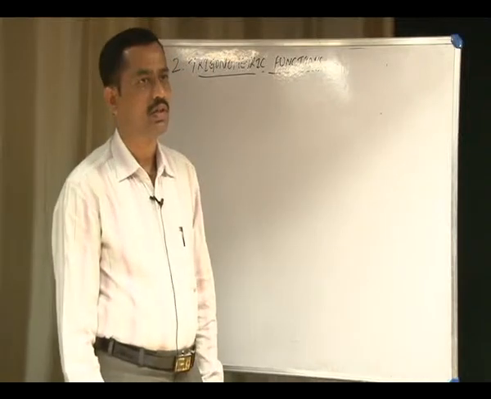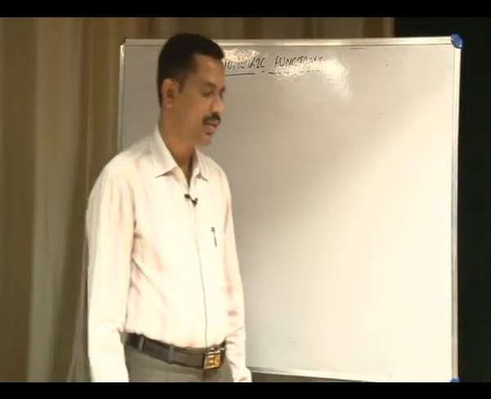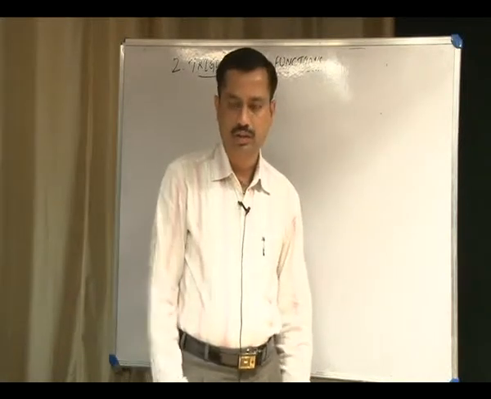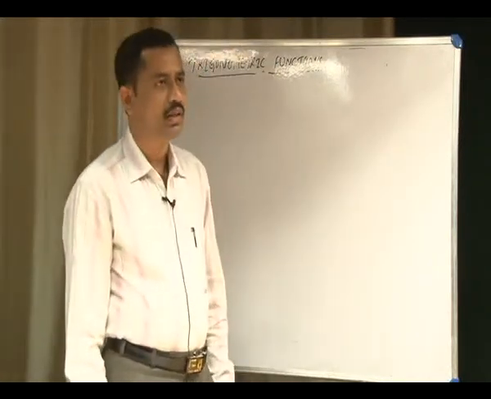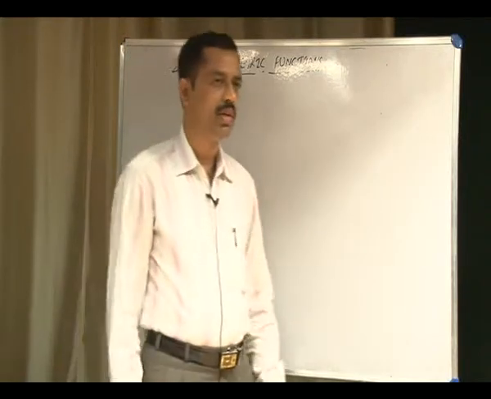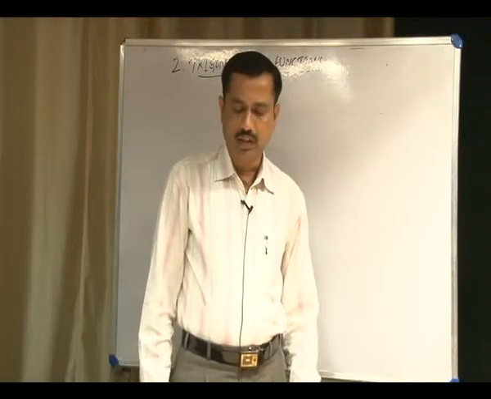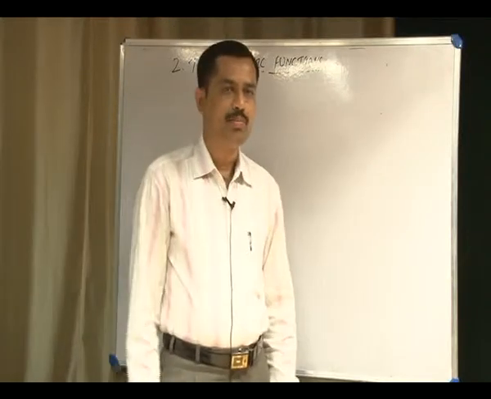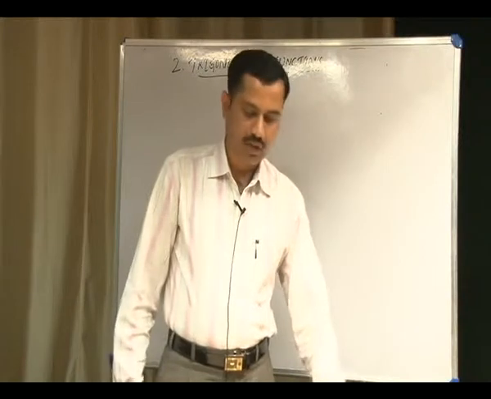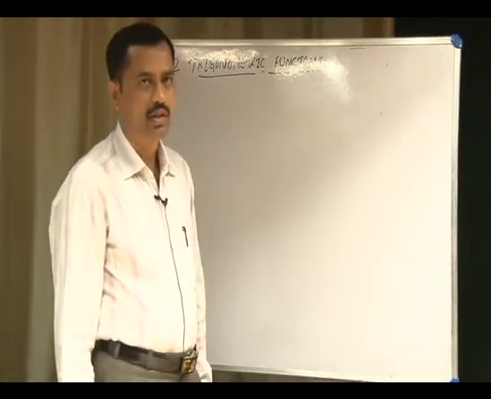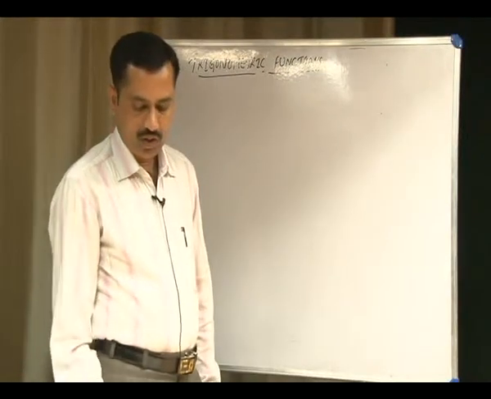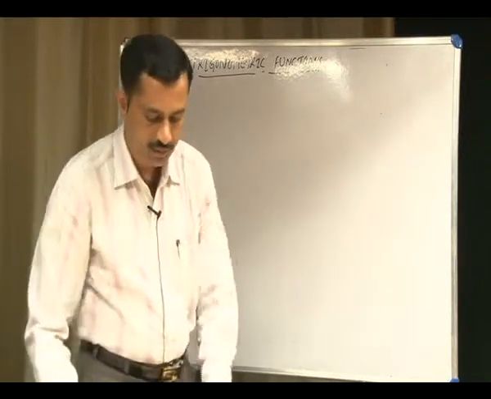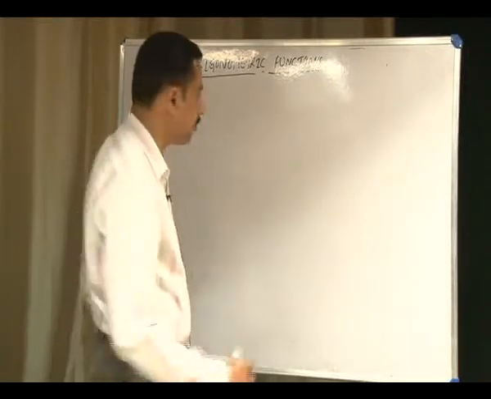Then the fourth one is cot theta. Cot theta is defined as the ratio of adjacent side divided by hypotenuse. The next one is secant theta, defined as the ratio of hypotenuse divided by adjacent side. And the last one is cosecant theta, defined as the ratio of hypotenuse divided by opposite side. These are the trigonometric functions or trigonometric ratios. After that there are relations between these trigonometric functions.